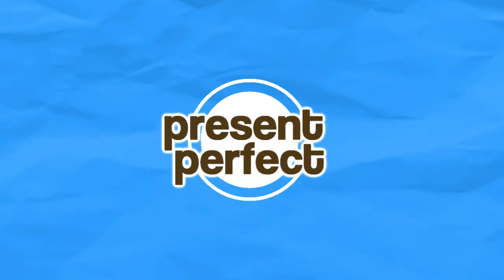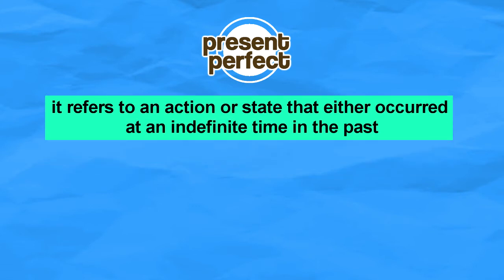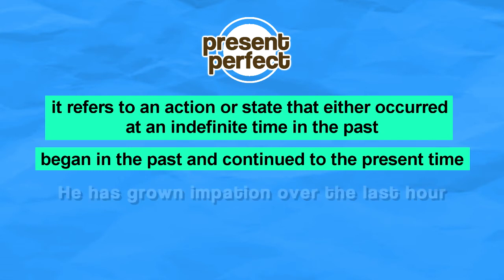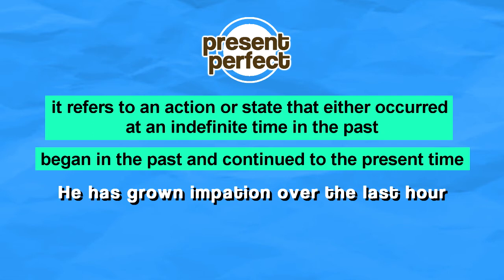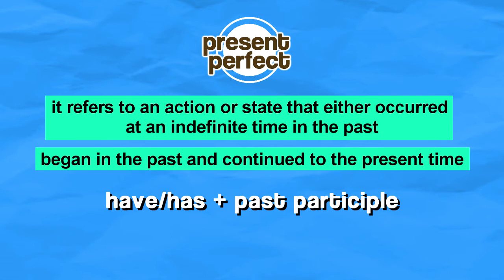Next is present perfect. Present perfect tense refers to an action or state that either occurred at an indefinite time in the past, for example, we have talked before, or began in the past and continued in the present time, for example, he has grown impatient over the last hour.